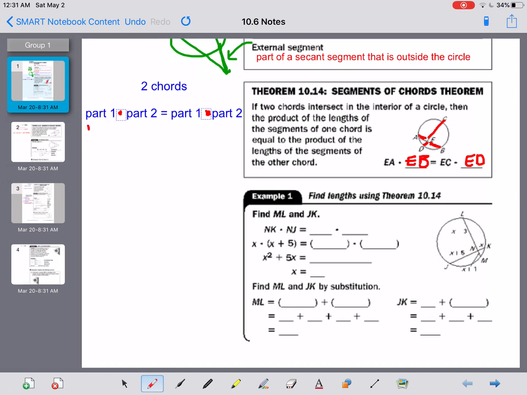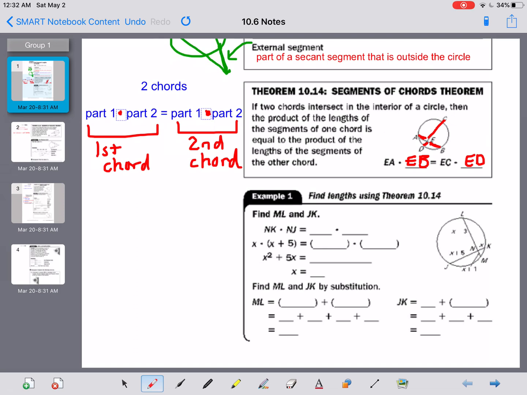What's important here is we realize that the part 1 and part 2 need to come from the same chord. Okay, so these are from the first chord. And then it's going to equal part times part of the second chord. So make sure parts of the same chord are what gets multiplied together. You don't want to mix and match between the two chords, but the two parts from one chord multiply together and the two parts from the other chord multiply together. So let's go ahead and try this problem in example 1 as an example.